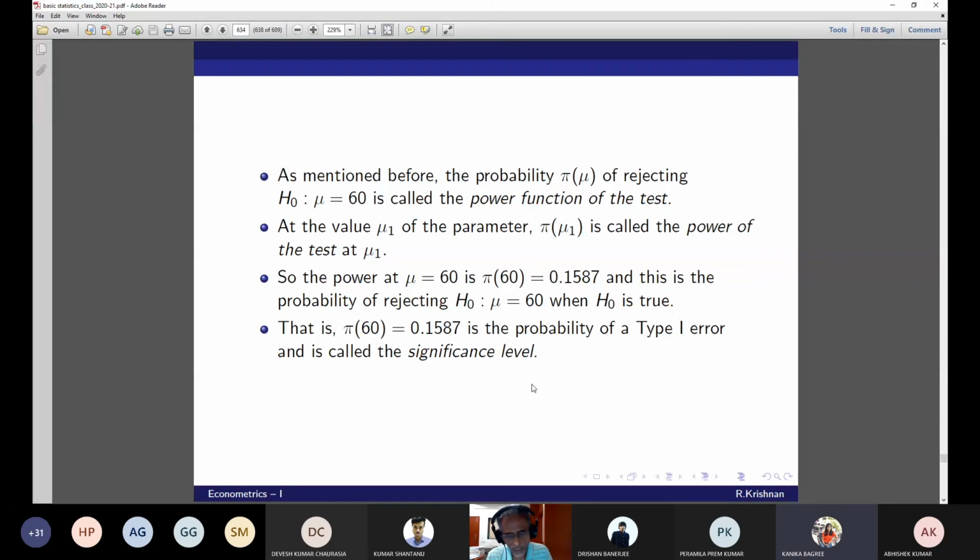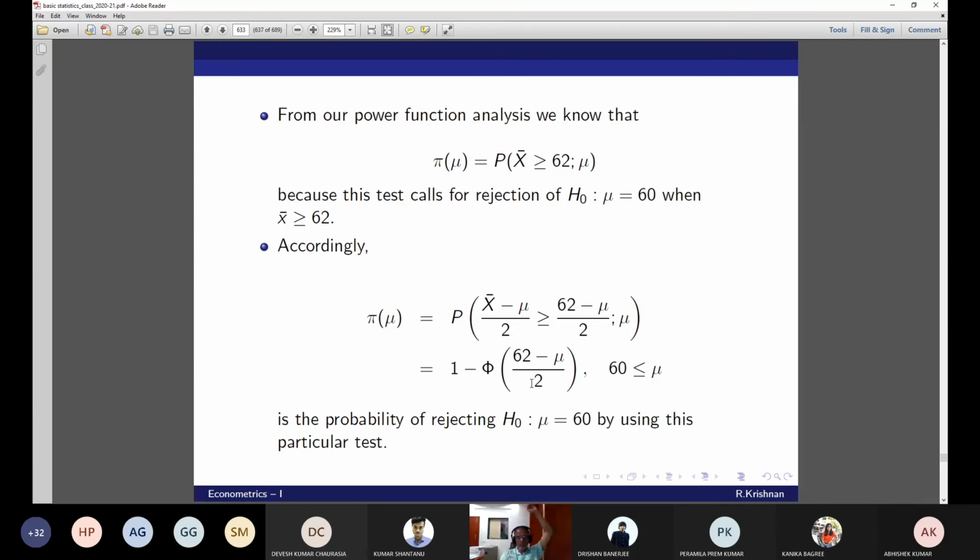Yes, sir. But for example, if the null is mu equal to 30 and the alternative is mu greater than 30, then at what level of mu will we find the power? Because we are taking a particular level of mu. So I had this query. Oh, I see. The power function is evaluated under the alternative, remember.